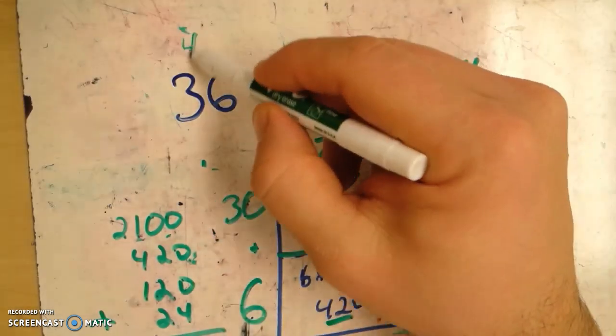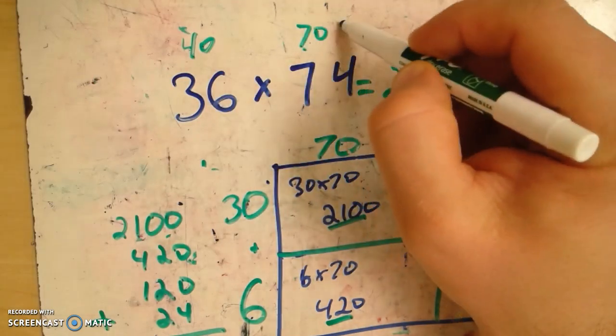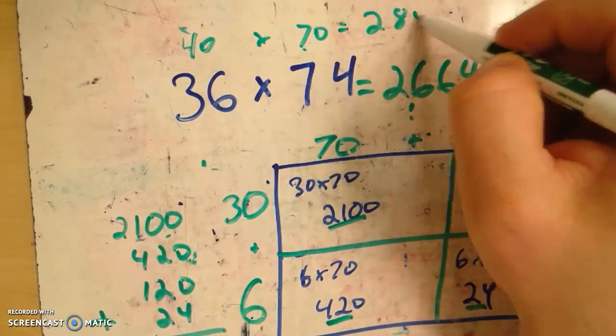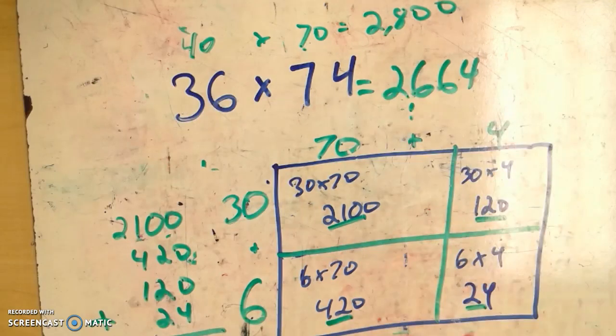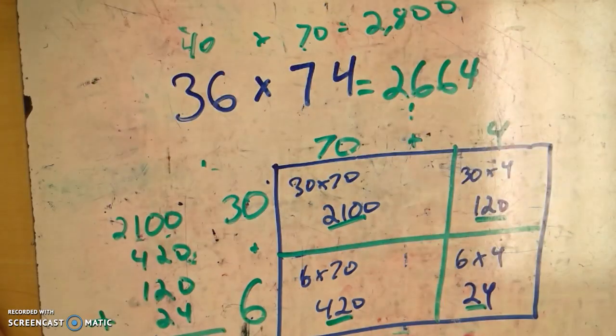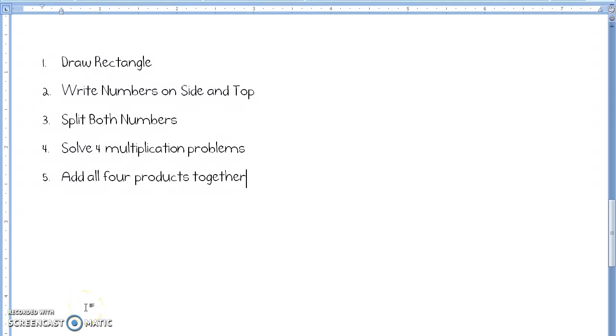This would round to 40, this would round to 70. The estimation answer is 2,800. They are pretty close to one another. So if you have a question on how to solve it, here are 5 steps for you to do when you're multiplying 2-digit times 2-digit numbers with the area model.